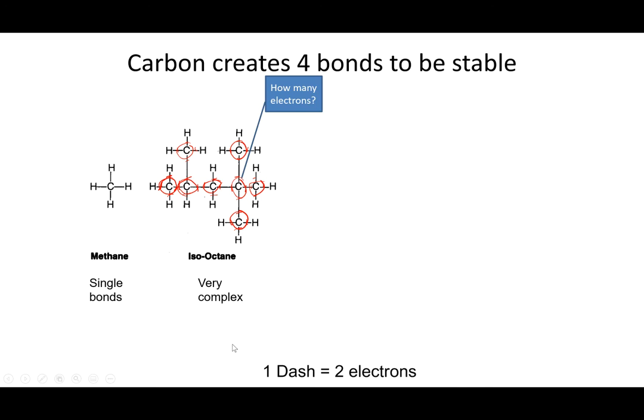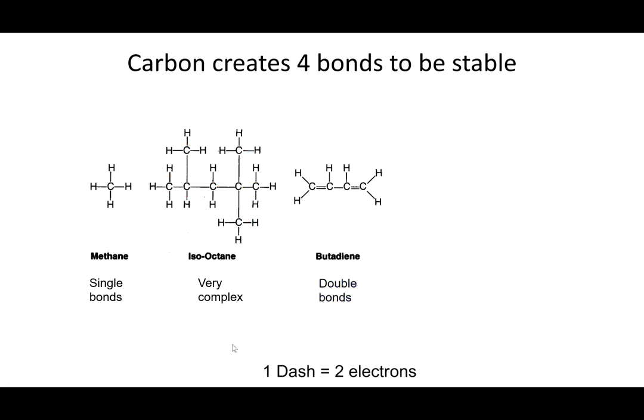How many electrons? Yeah, we just did that. Okay, now you're going to see molecules that have double bonds. Well, don't panic. Double bonds are just like single bonds, right? Each line is worth 2 electrons. So let's make sure that this molecule is stable. Let's take our first carbon right here. We have 2, 4, 6, 8 because there's 2 lines here. So this guy is satisfied.